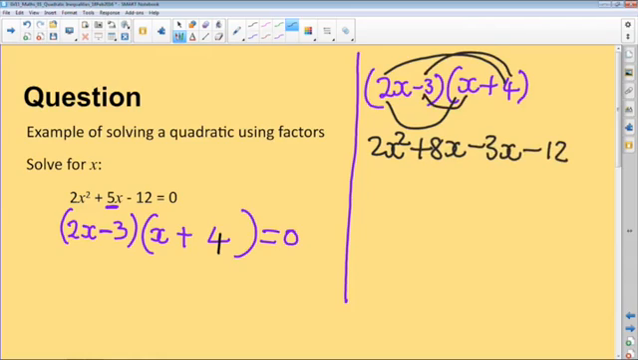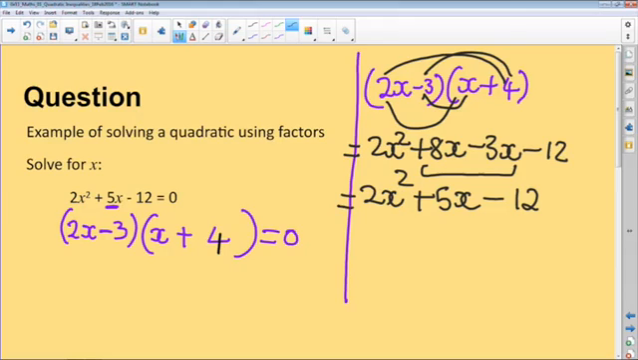So you have that 2x squared, right? Your like terms, your middle term will be 8x minus 3x, which is plus 5x minus 12, right? So now watch what we are talking about. This is an expression at that particular moment, all right? So it goes back to the original one, all right?